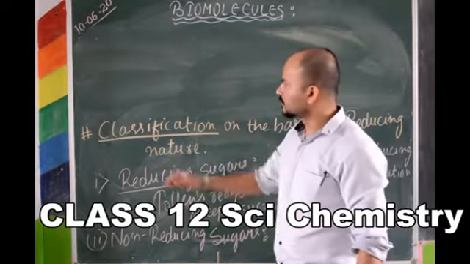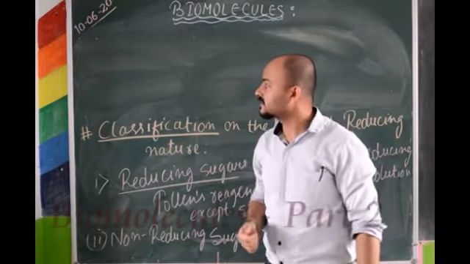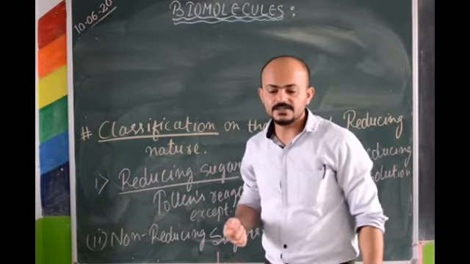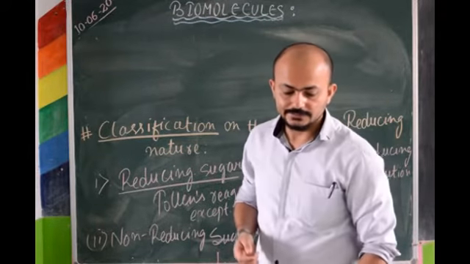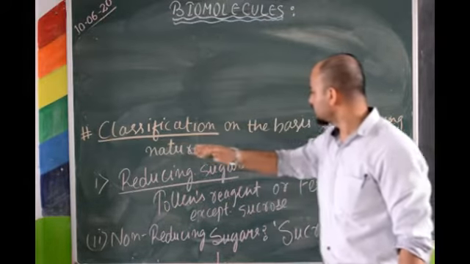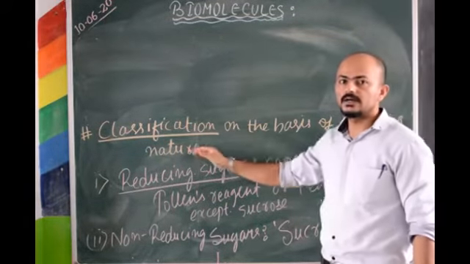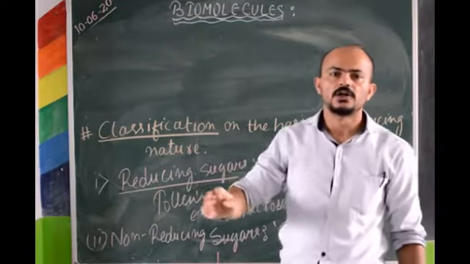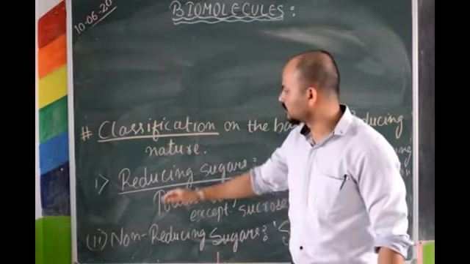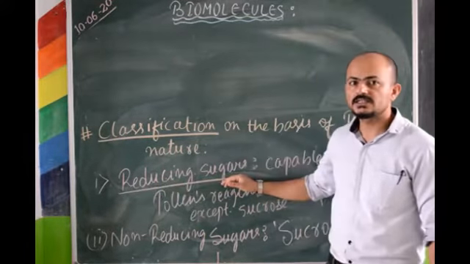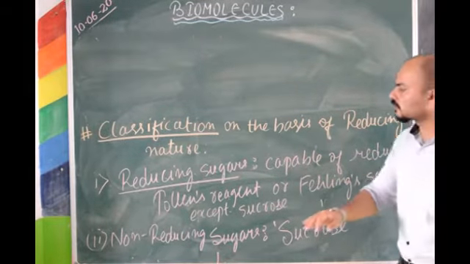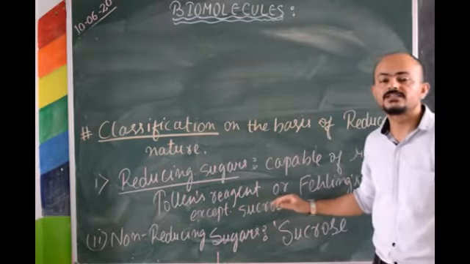In the previous video we had discussed classification on the basis of hydrolysis. So now we will be discussing classification on the basis of reducing nature. On the basis of reducing nature, these carbohydrates can be classified into two categories. So obviously, the one is reducing sugars. These reducing sugars are capable of reducing Tollens' reagent or Fehling's solution.